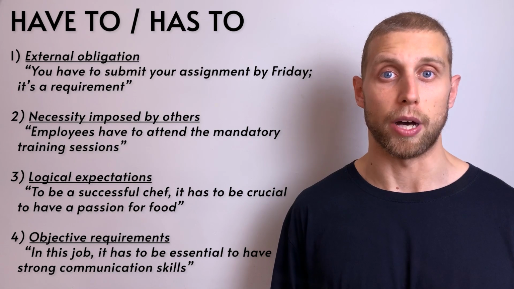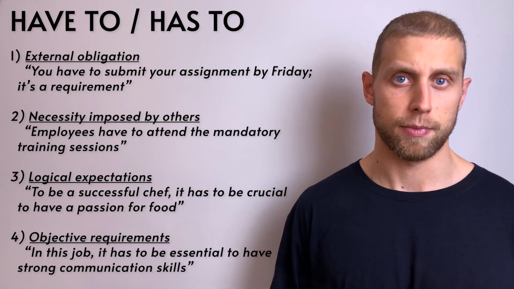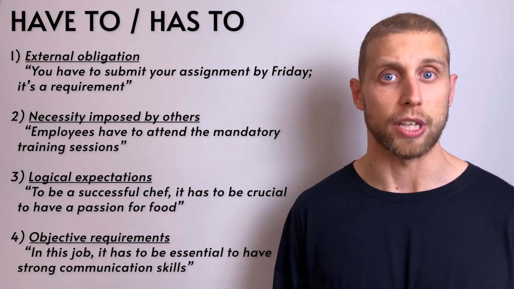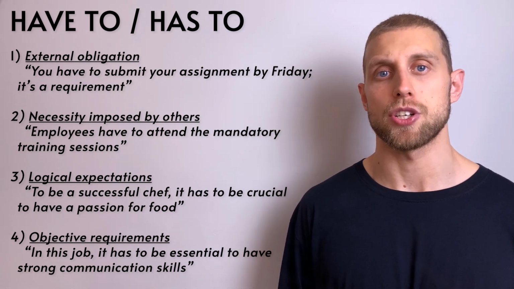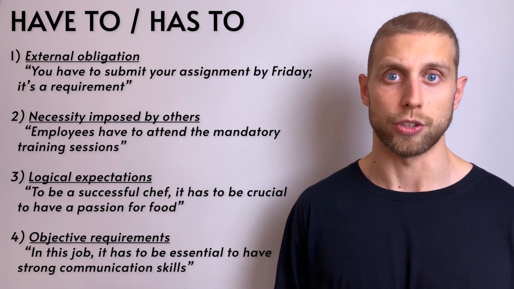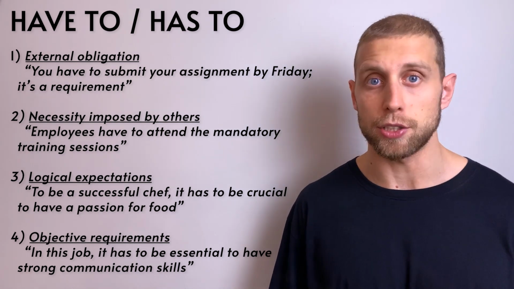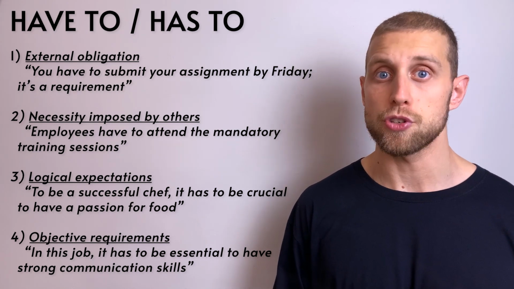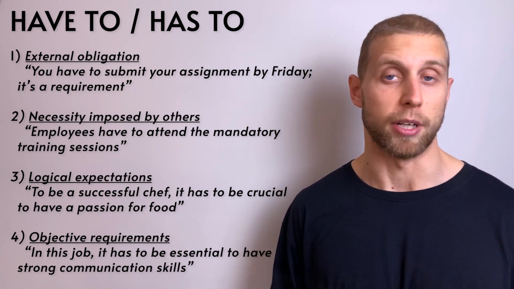Let's move to the modal verb have to. And it's 4 options or situations where we can use it in. The first one, external obligation. Something you have to do not because you want to or you think you have to do that, but because of the circumstances or your work duties or obligations from someone else. For example, you have to submit your assignment by Friday.